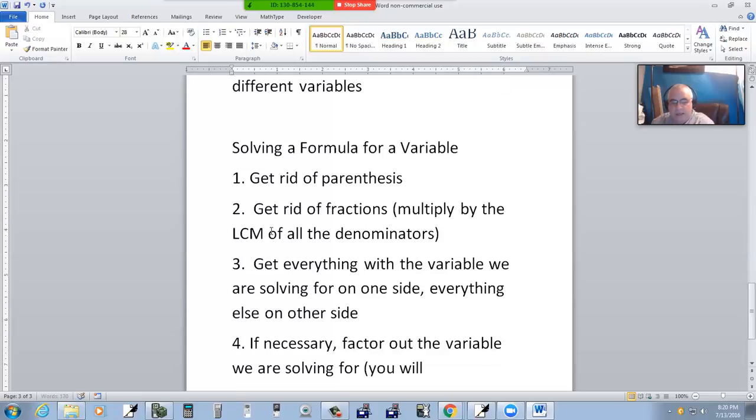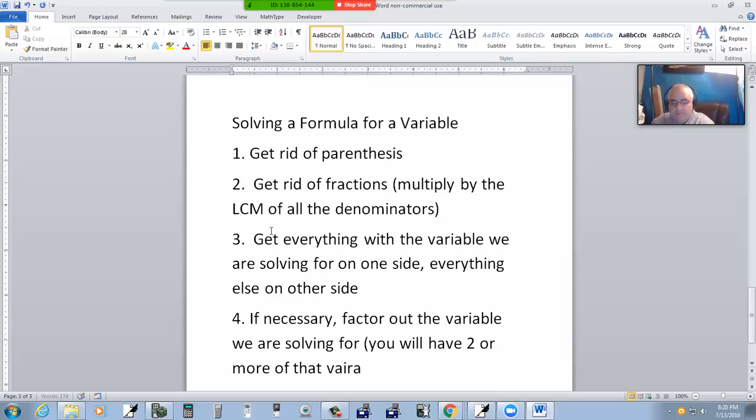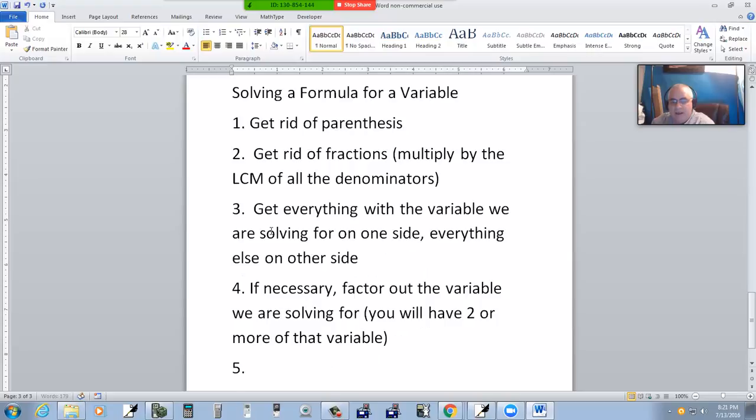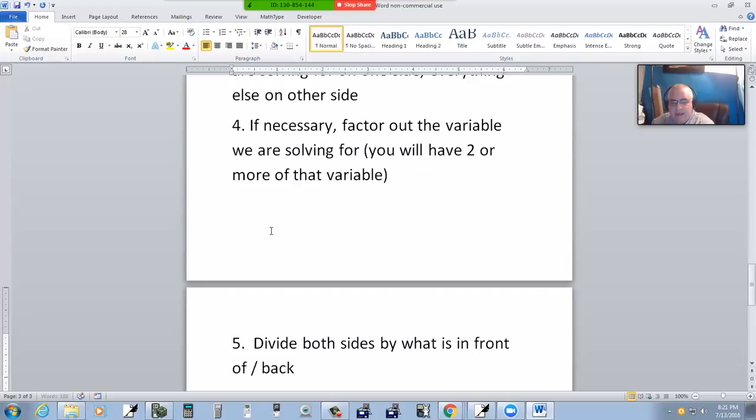You will have two or more of that variable. And step 5, divide both sides by what is in front of or back of the variable we are solving for.